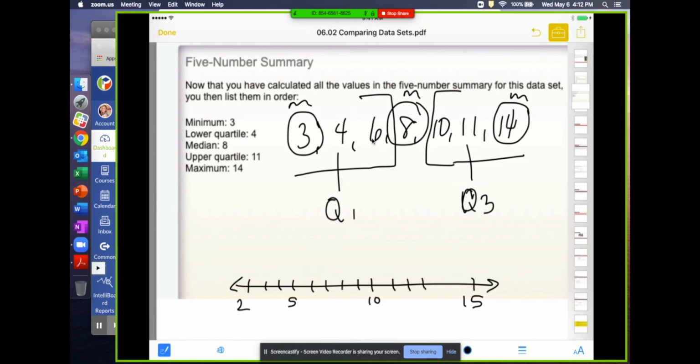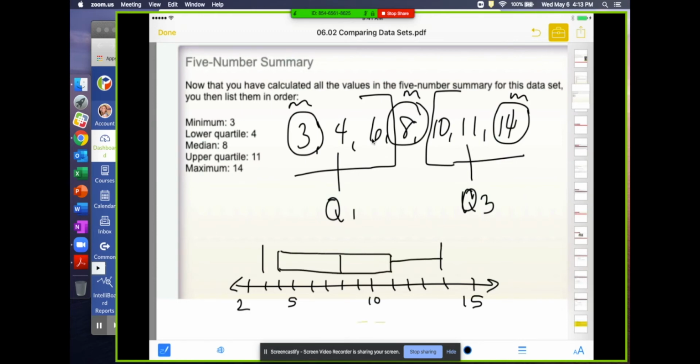I'm just going to go 2 and then 15, so 1 below, 1 above. And I'm going to space this out, kind of labeling with 5 and 10. So my minimum goes at the end with the line 3, my maximum at 14, and then I'm going to do my Q1, which is at 4. I'm going to do my median, which is at 8, and then I'm going to do my Q3, which is at 11.